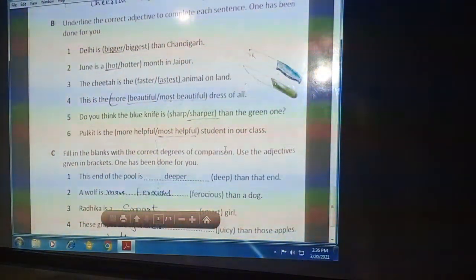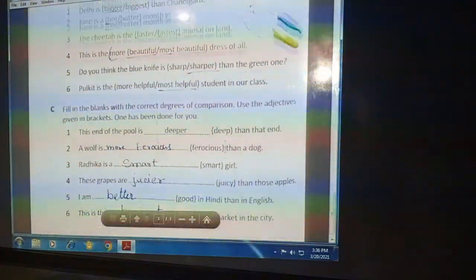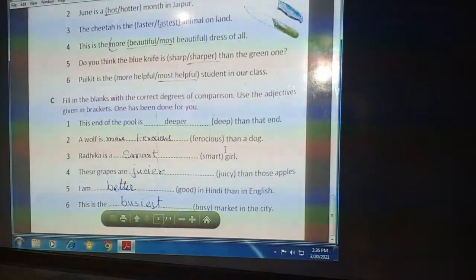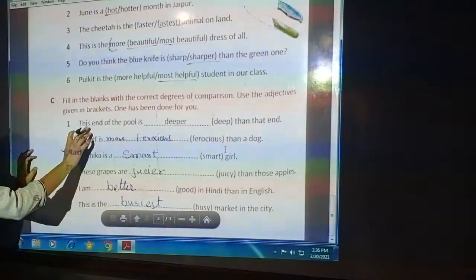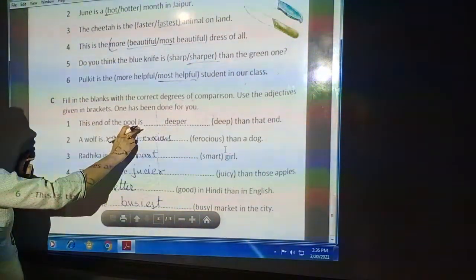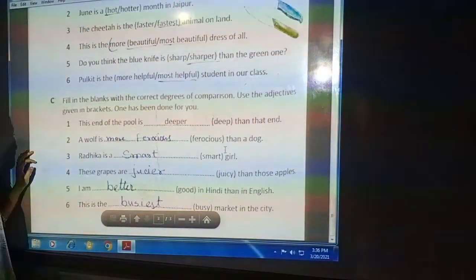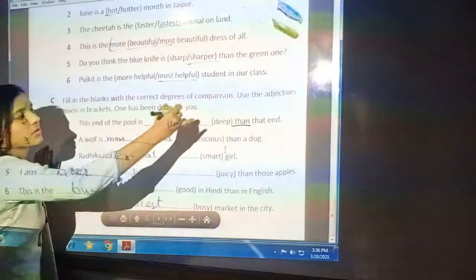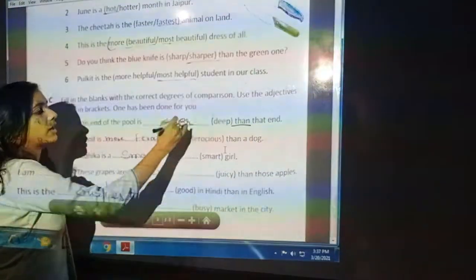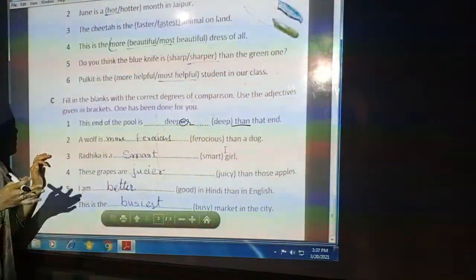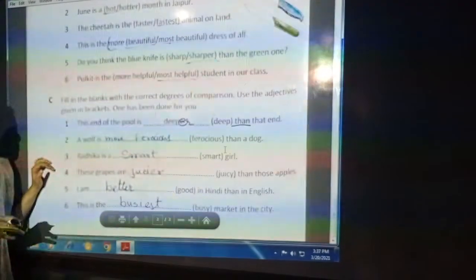Now the last exercise is: fill in the blanks with the correct degrees of comparison. Use the adjective given in brackets. Let us see. This end of the pool is dash than that end. "Than" is used, that means comparative degree. So here we will add "er": deeper, to convert the adjective into comparative degree.